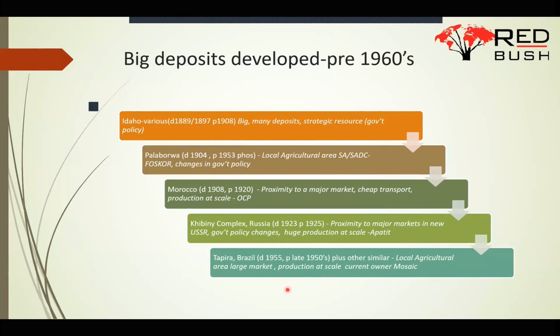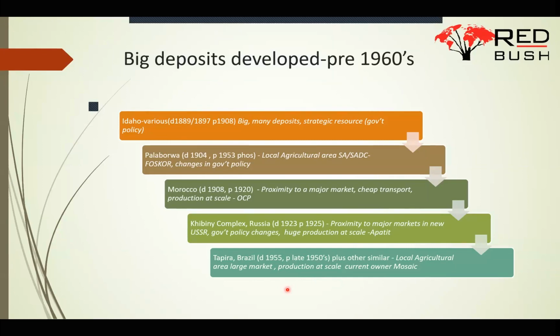Tapira in Brazil. Now, Tapira, Brazil, produces phosphate amongst other things. It's discovered in 1955 as part of those colonial mapping systems. Production comes very soon afterwards. There are quite a few; it's part of a cluster of deposits. Again, it's got a local agricultural market, a local large area. It can do production at scale. It's a genuinely huge deposit. And the current owner is actually an American company, which is Mosaic.